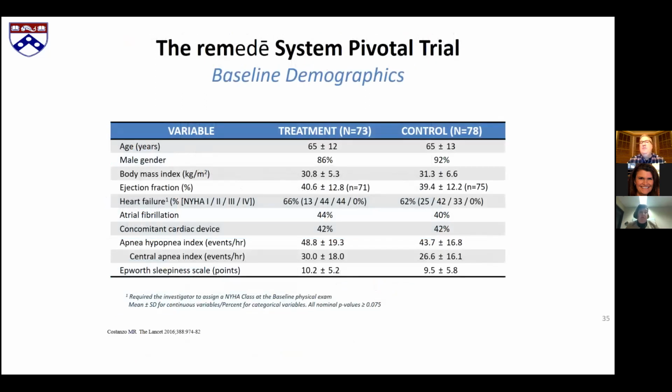This was the baseline demographics for this trial, very similar to the other trials I showed you. They're 65-year-old, mostly men, because central sleep apnea is much more common in men than women. They were not skinny, but they certainly were not hugely obese. This trial did not require patients to have a low ejection fraction like SERVE-HF and CANPAP and ADVENT-HF. But a lot of the patients actually did have heart failure, about 66% of them. Atrial fibrillation was common, which we know is a common comorbidity. And again, a lot of the patients had concomitant cardiac devices because they had low ejection fractions. And then you can see that they had pretty severe central sleep apnea and an Epworth sleepiness scale that also showed them to be pretty fatigued during the daytime.